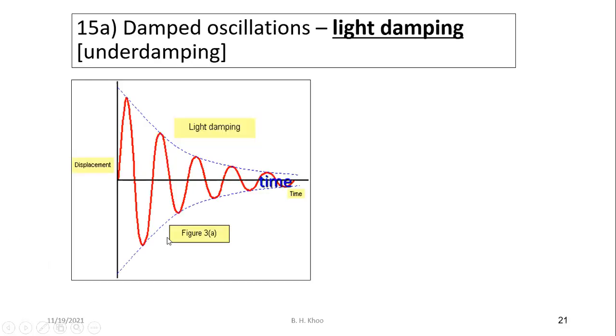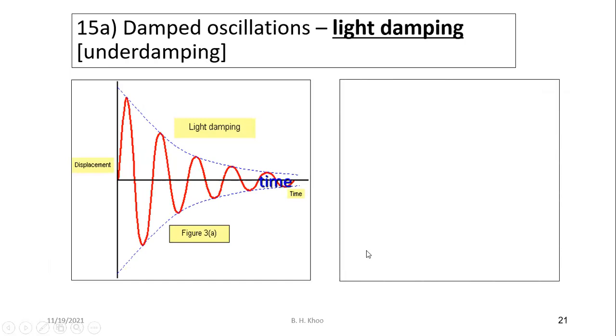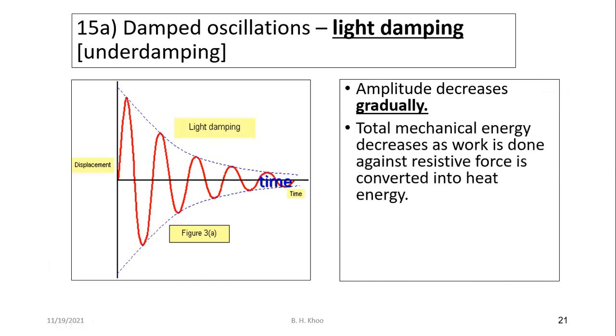Types of damping. Light damping or underdamping. That's how we see a simple pendulum oscillating to and fro, and the amplitude starts to decrease slowly, gradually. Total mechanical energy decreases. The period of oscillation remains constant. The period doesn't change.